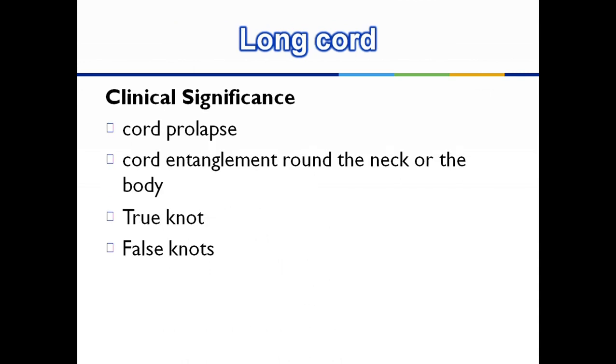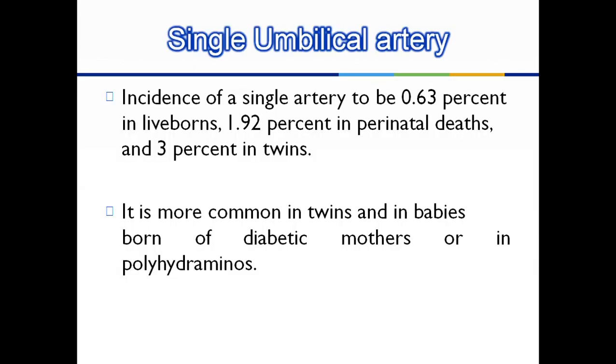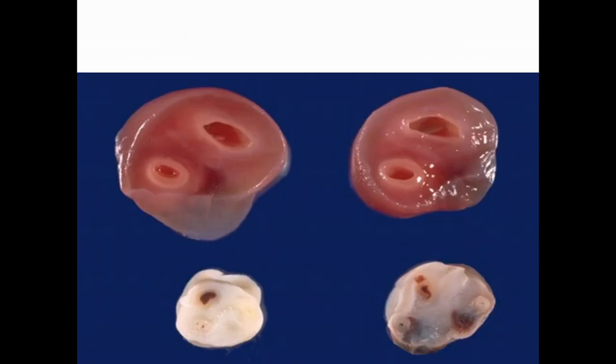Long cord. Clinical significances are cord prolapse, cord entanglement around the neck or the body, true knots, false knots. Single umbilical artery. Incidence of single umbilical artery is 0.63% in live-born, 1.92% in perinatal death, and 3% in twins. It is more common in twins and babies born of diabetic mothers or in polyhydramnios.